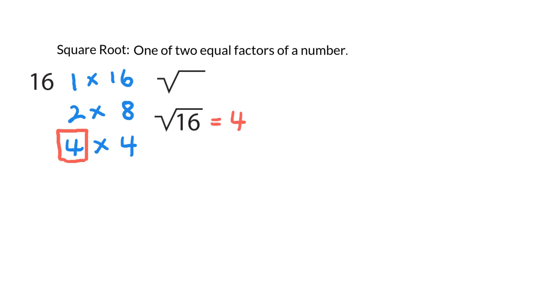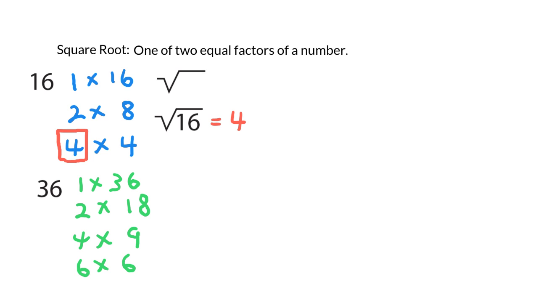Let's do this with another number. For example, let's take the number 36. So here we have 36. And again, let's find the factors of 36. The factors of 36 are going to be 1 times 36, 2 times 18, 4 times 9, and 6 times 6. And again, by definition of a square root, one of 2 equal factors. So the 2 equal factors of 36 are 6. We say the square root of 36 is 6. And again, you can see that could be written with 36 inside the radical sign, which means find the square root of 36. And we'd say the square root of 36 is 6.